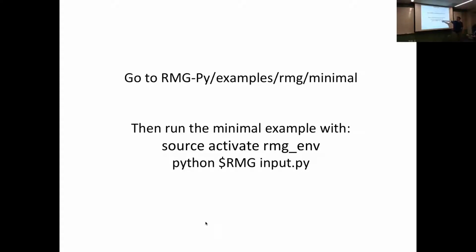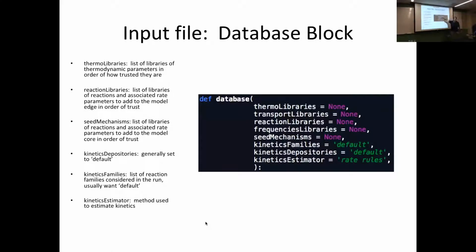Okay, and if you have that stuff all set up, you can start doing this, which is run the minimal example. You do source activate RMG environment, and then you just do Python. You go into the directory where the minimal example is in the example folder. If you're in a Git installation, this will be RMG-Py/examples/RMG.